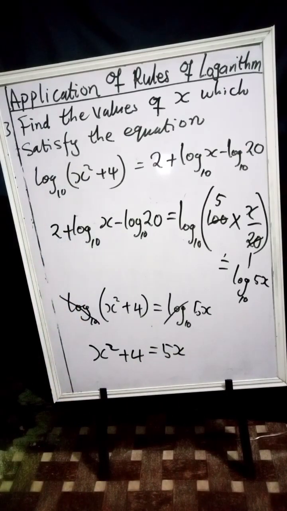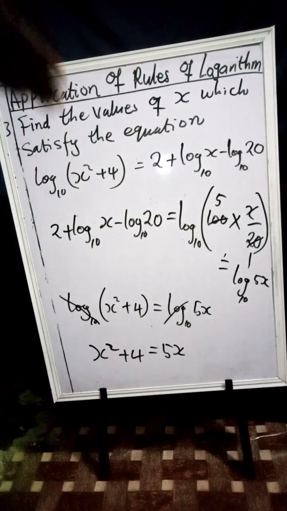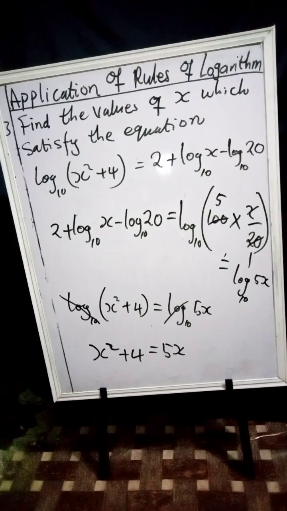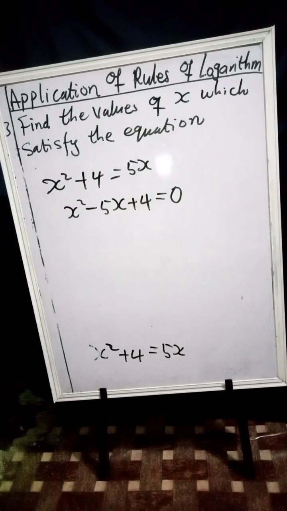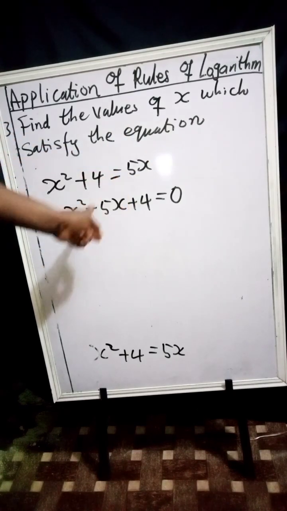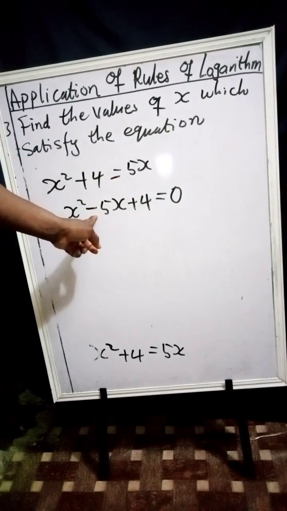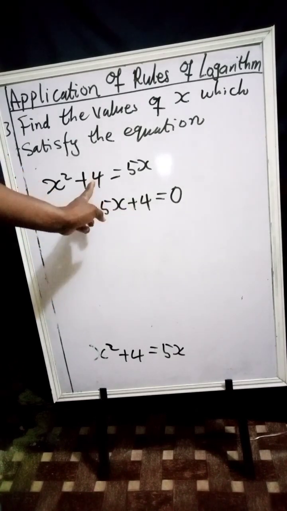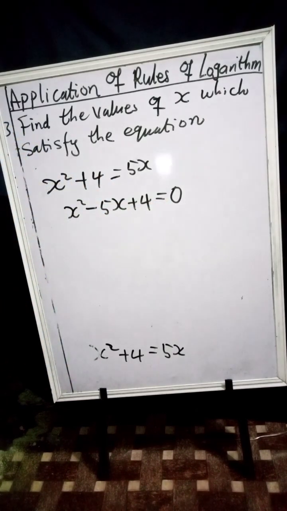What do we have to do now? Let's rearrange the equation so that we form a quadratic. We get a quadratic equation out of it. In rearranging the equation, when this 5x crosses the sign of equality, it becomes negative. It will carry a negative sign. So we have that x squared minus 5x plus 4 is equal to 0.